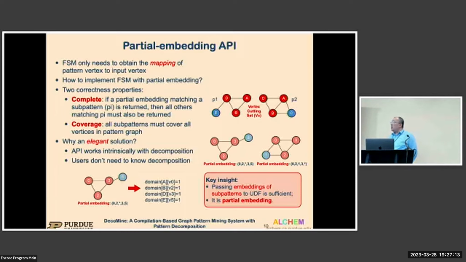Obviously, these two conditions can be satisfied by the pattern decomposition algorithm. So, for example, in this case, the system will return the partial embedding, and then we can update the domain of the vertices in this partial embedding, but we do not need to update all of them. We found that this interface naturally fits the pattern decomposition algorithm.